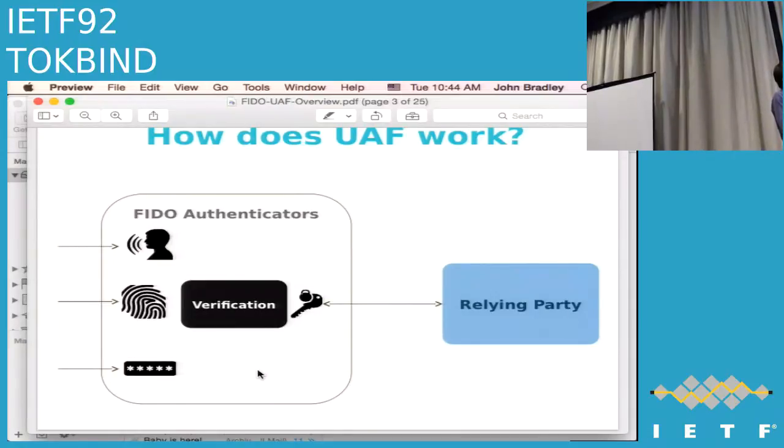Oh, hang on. Hang on. 2 fingers? I don't think so. Oh, there we are. Yeah, got it.